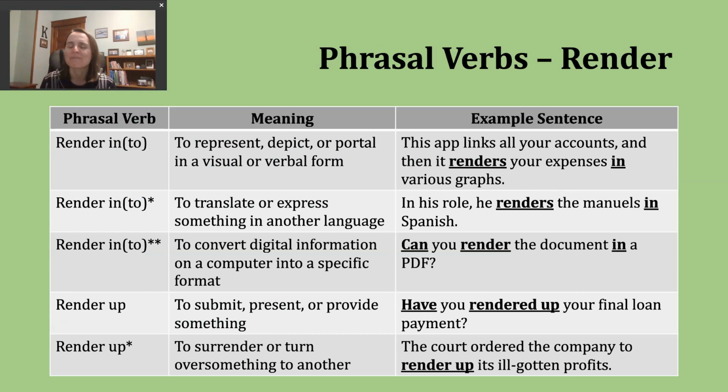Now, I know you're probably thinking, oh my goodness, so many different ways to use this verb, and I have even more. So there are a few phrasal verbs that you might encounter, and so I thought we could discuss those and look at some more examples. The first phrasal verb you might encounter is to render in or render into. This can be used three different ways. The first might go back to one of those earlier definitions, so representing or depicting or portraying something either in a visual or verbal form.